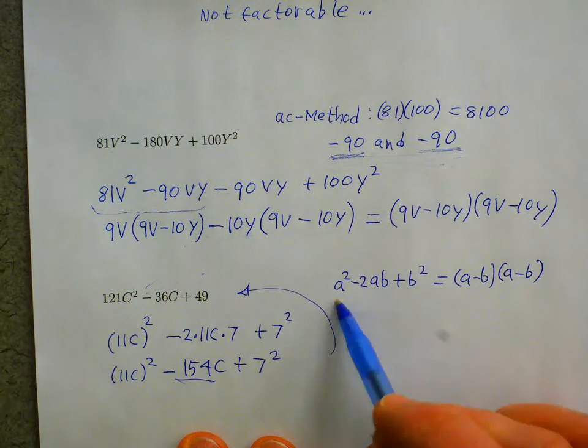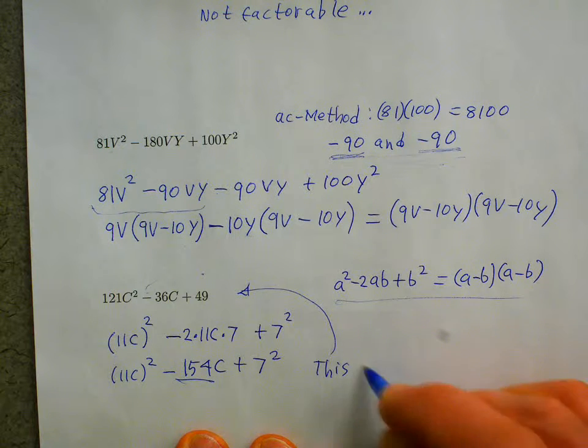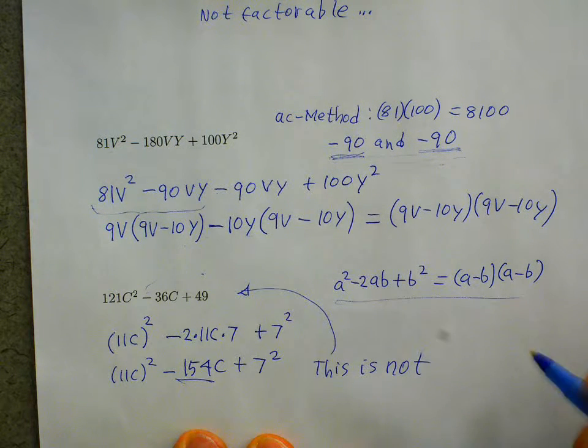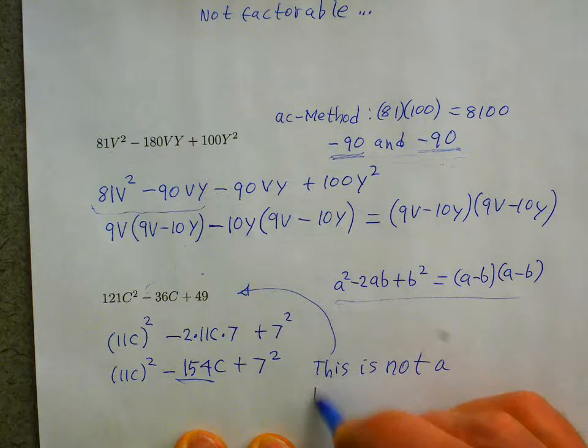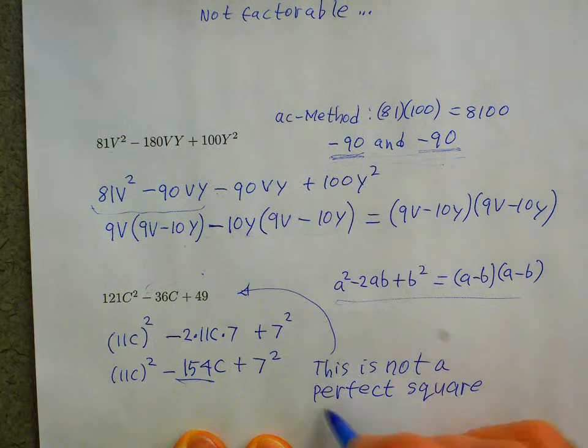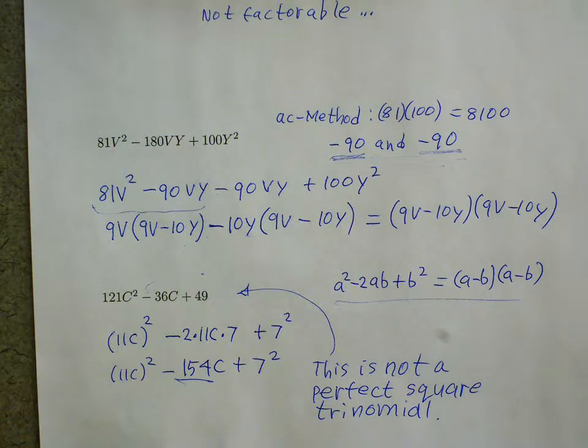See, it's a good thing we checked. Just because the first term and the third term are perfect squares doesn't automatically mean that it's a perfect square trinomial. Okay, that doesn't mean that it can't be factored, though. It's possible to have a trinomial where the first and third terms are perfect squares, and it's still factorable with integer coefficients. So we could use the AC method, 121 times 49.